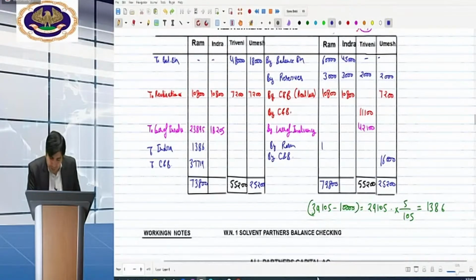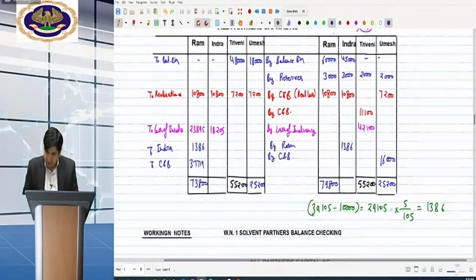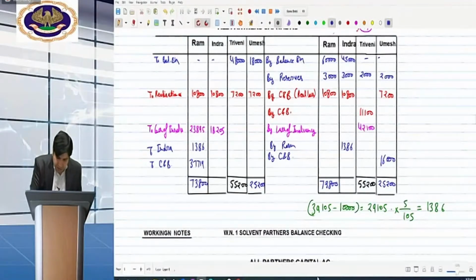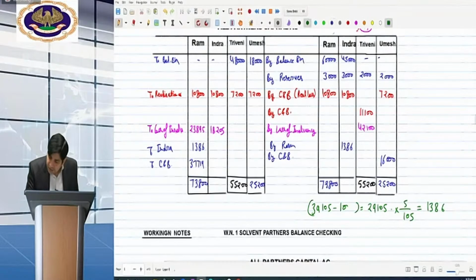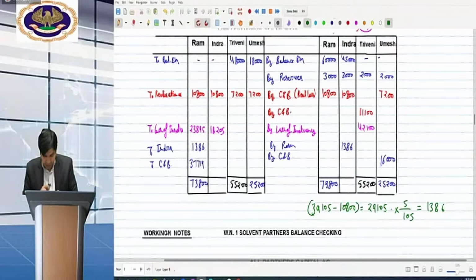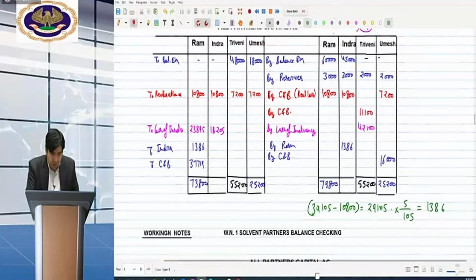Not in this column. 1386. What is the total? 45,000 plus 3,000 plus 10,800 plus 1386. Oh, one mistake is there. This was 10,800, not 10,000. Okay, sorry. 10,800. Okay. So 39,105 minus 10,800, that is 28.